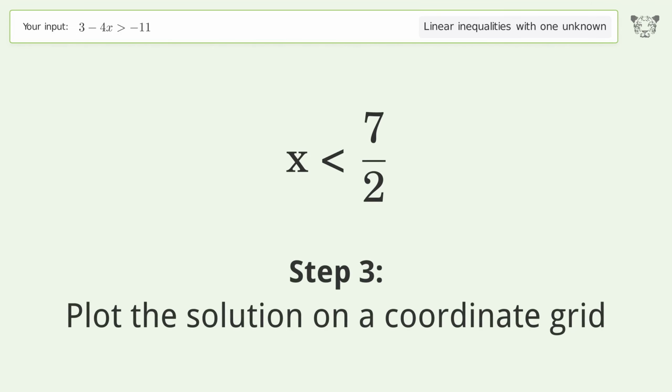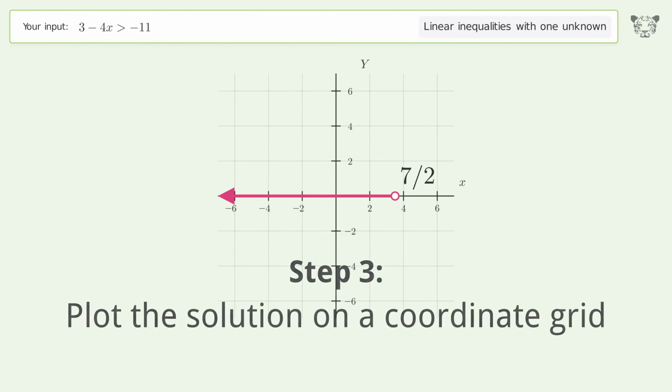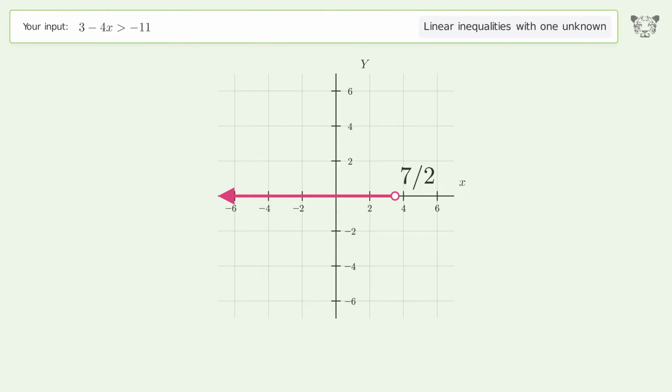Plot the solution on a coordinate grid. And so the final result is x < 7/2 < 31/2.